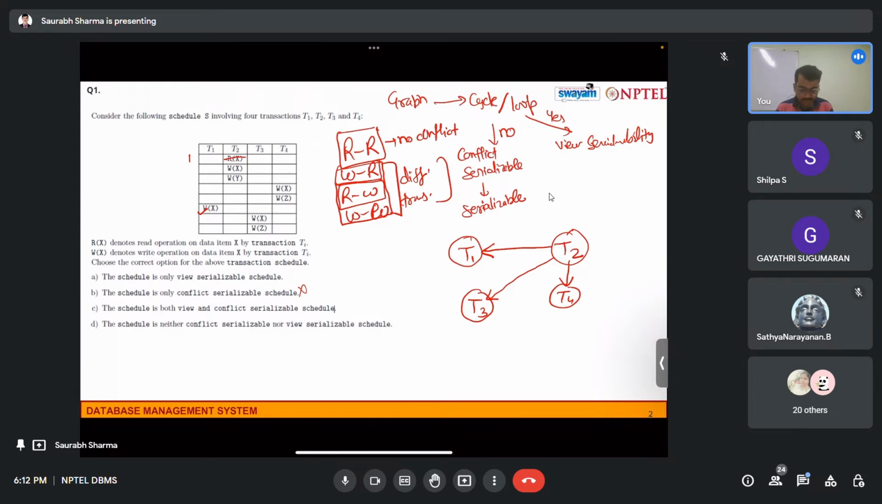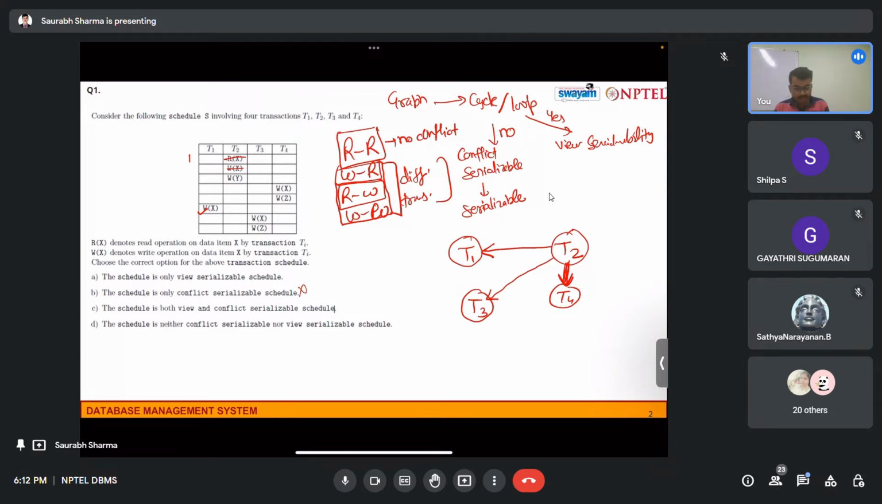In T1 there is Wx, but we have already provided an edge from T2 to T1, so there is no problem. We don't have to do it again and again. If there is an edge, we have to consider it. Now for T3 there is Wx, we already have an edge. For T4 there is also Wx, so we already have the same edge. We don't have to create the same edge two times. So Wx is done.